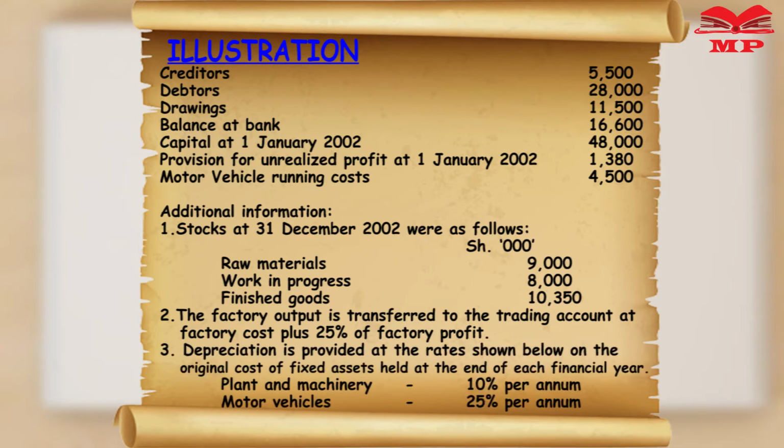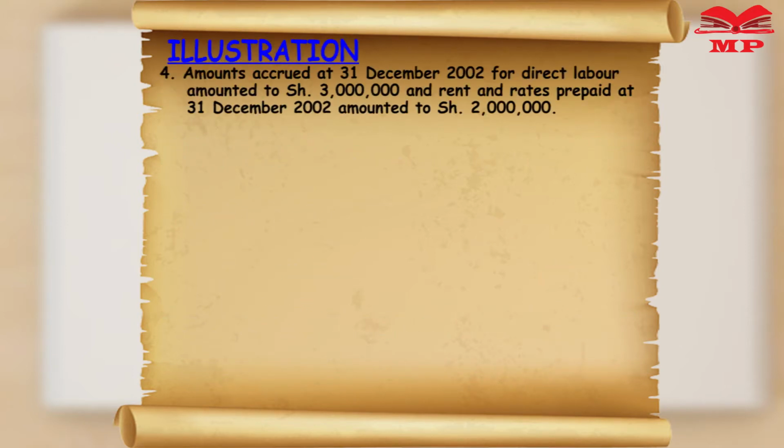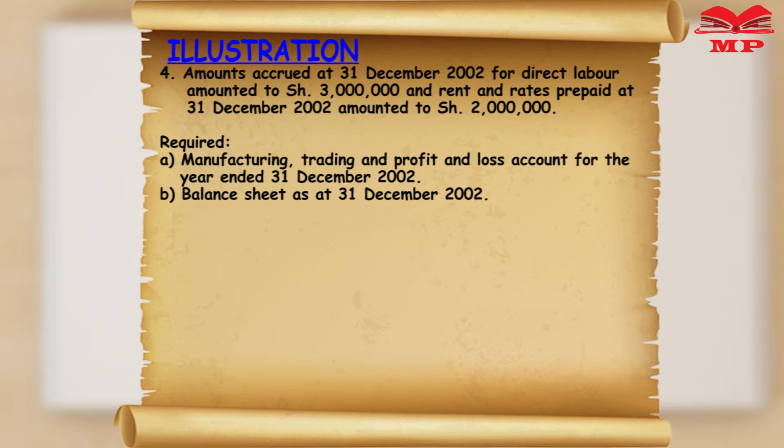Number 3, depreciation is provided at the rates shown below on original cost of fixed assets held at the end of each financial year. Plant and machinery 10%, motor vehicles 25%. Number 4, amounts accrued at 31st December 2002 for direct labor amounted to 3 million, and rent and rates prepaid at 31st December 2002 amounted to 2 million. Required: manufacturing, trading and profit and loss account for the year ended 31st December.